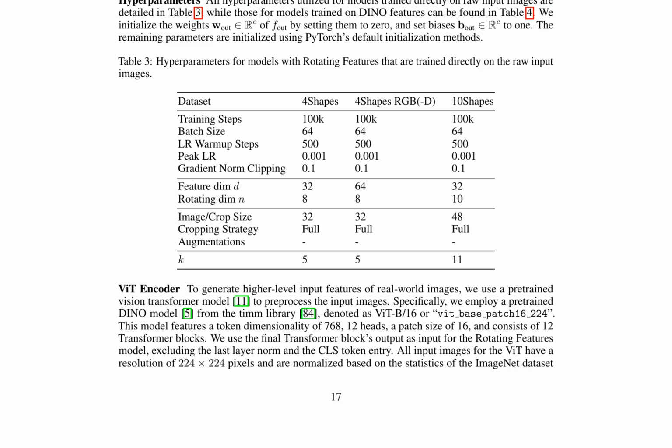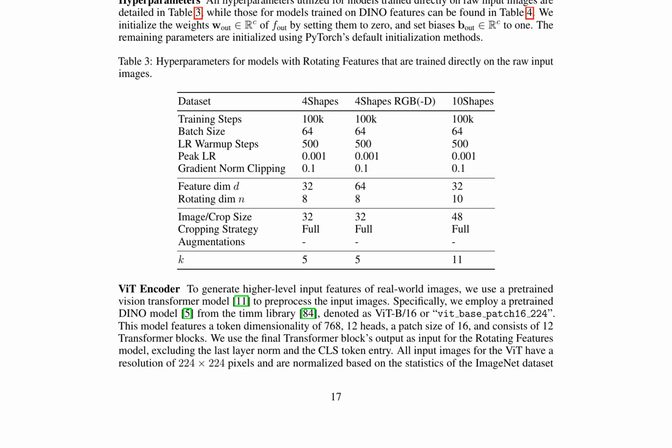The hyperparameters for models with rotating features that are trained directly on raw input images are detailed in Table 3, including datasets such as 4 shapes RGB-D, and 10 shapes, each with its own set of hyperparameters. Similarly, Table 4 provides the hyperparameters for models trained on DINO features. The use of a pre-trained vision transformer model, specifically the DINO model from the TIMM library, is also discussed. This model is used to generate higher-level input features of real-world images before feeding them into the rotating features model.